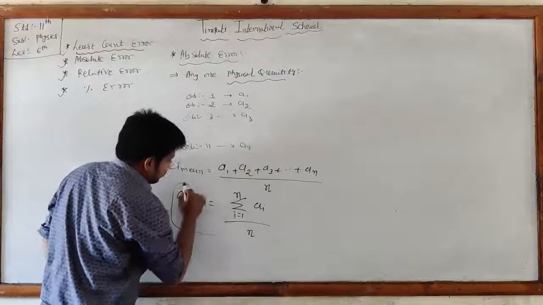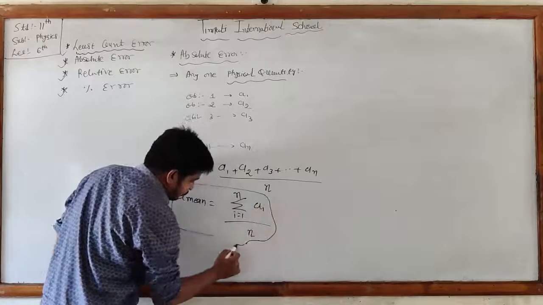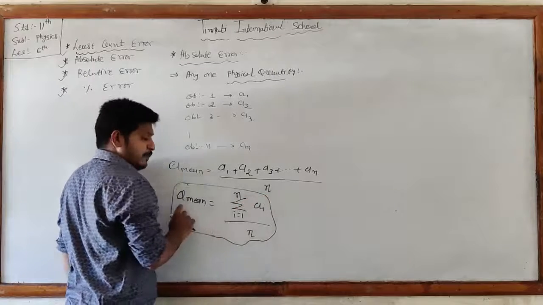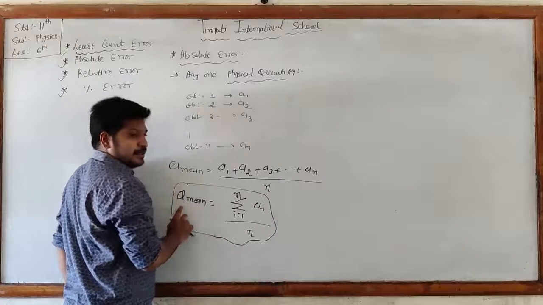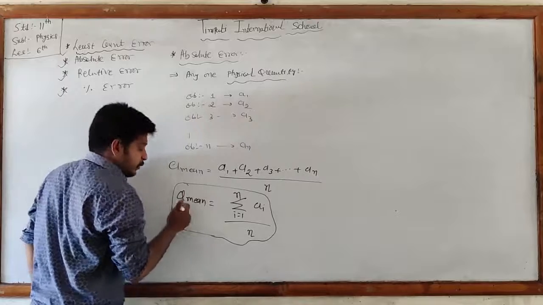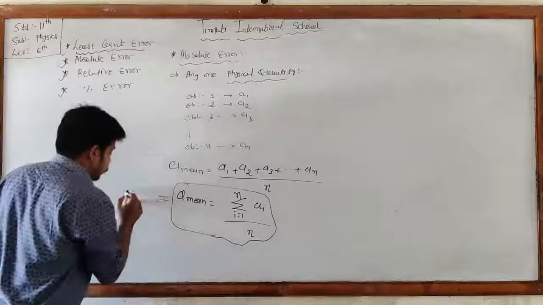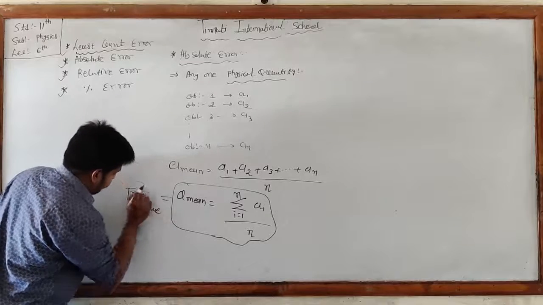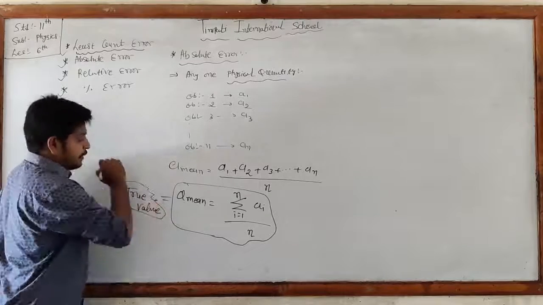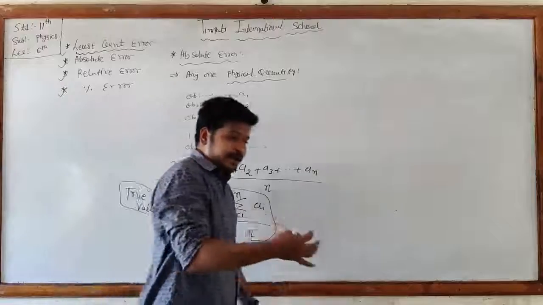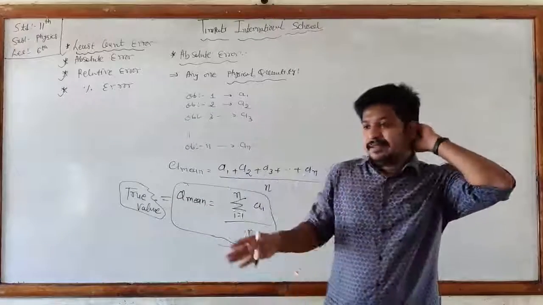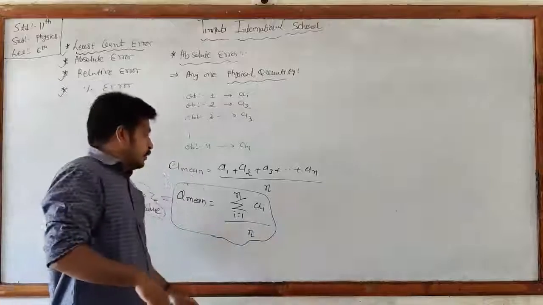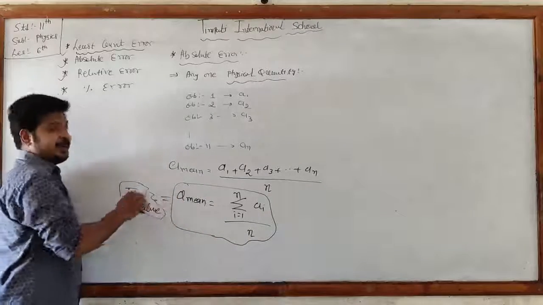So that is our A mean. If you have more number of n, your A mean will be more accurate. This is known as the true value. And in this true value, we have to find out the error. How much error is in this true value? So, first of all, we have to find A mean.